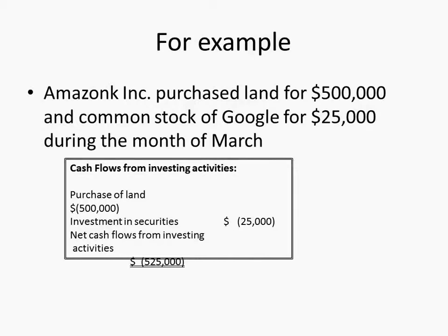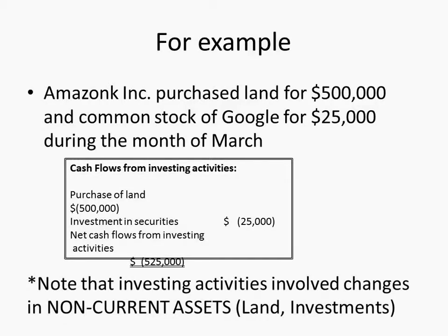These items end up on your statement of cash flows. Purchase of land, cash flows from investing activities. Purchase of land, negative $500,000. Investment in securities, negative $25,000. For net cash flow from investing activities of negative $525,000 during the month. Okay? And I've already said this. Note that they involve changes in non-current assets.